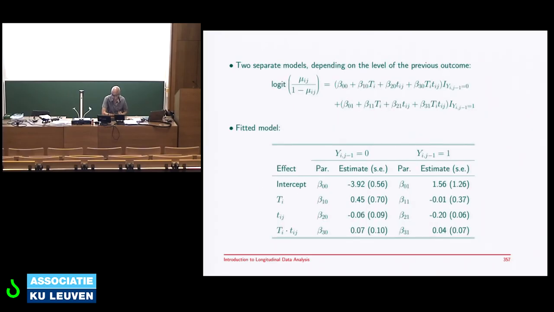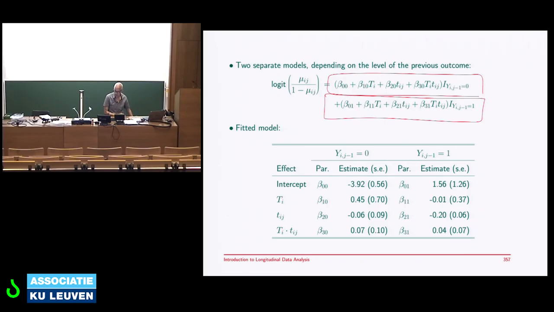You can say, okay, but maybe also the treatment effect is dependent on the previous outcome, and so is the time effect and the treatment by time interaction. Well, you can do that by point blank saying, I have my 4 regression parameters if I come from a 0, and I have 4 other regression parameters if I come out of the previous time point with a 1. Much more difficult to interpret, but you do see the treatment effect, at this point, given that I come out of a failure, or given that I come out of a success.